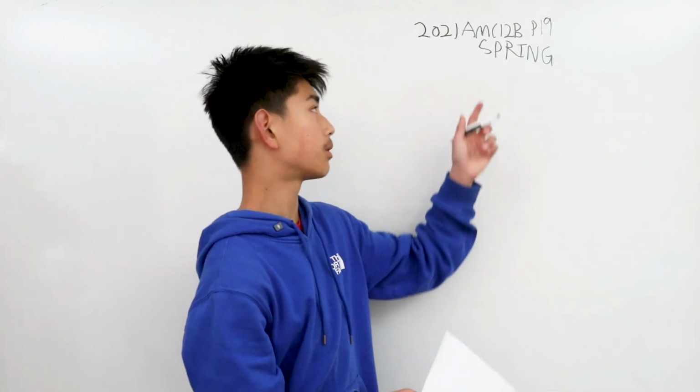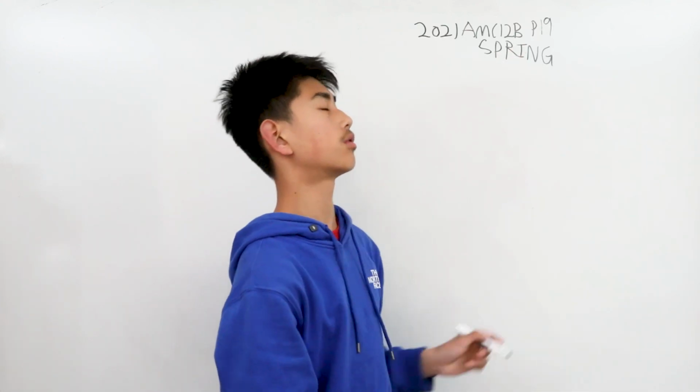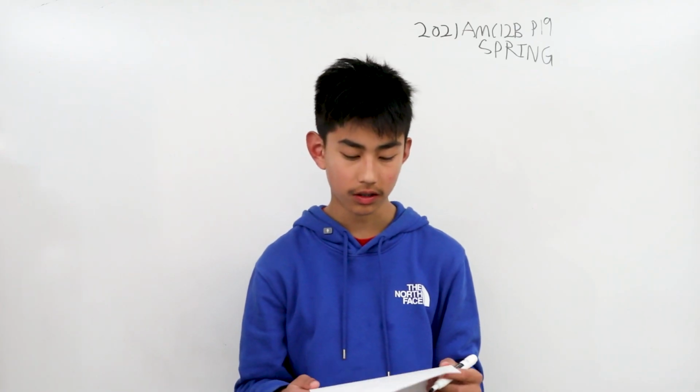We're solving problem 19 from the Spring 2021 AMC 12B. Two fair dice, each with at least 6 faces, are rolled. On each face of each die is printed a distinct integer from 1 to the number of faces on that die, inclusive. The probability of rolling a sum of 7 is 3/4 of the probability of rolling a sum of 10, and the probability of rolling a sum of 12 is 1/12. What is the least possible number of faces on the two dice combined?